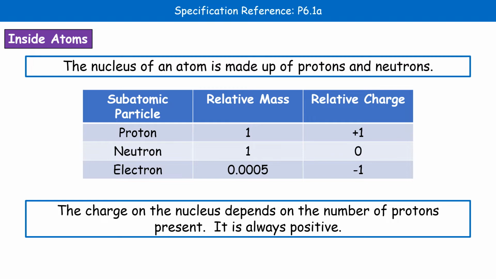Now, do remember that if we're talking about our nucleus, that's made of just the protons and the neutrons. So protons have a positive charge, neutrons have no charge. So what we actually find is that means the nucleus is always going to be positive.